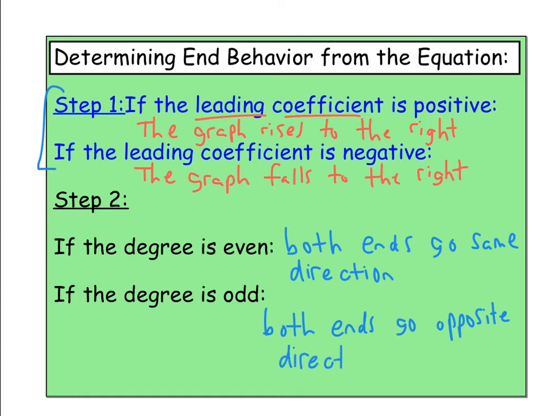Okay, let's say it's a no calculator question. You're sitting there on the SAT. You want to know the end behavior. All they give you is an equation. You have no idea what the graph looks like. You can use this process to determine the end behavior. So let's walk through an example and see what happens.